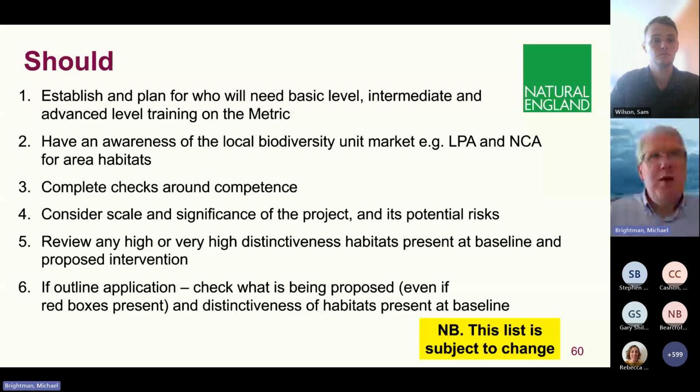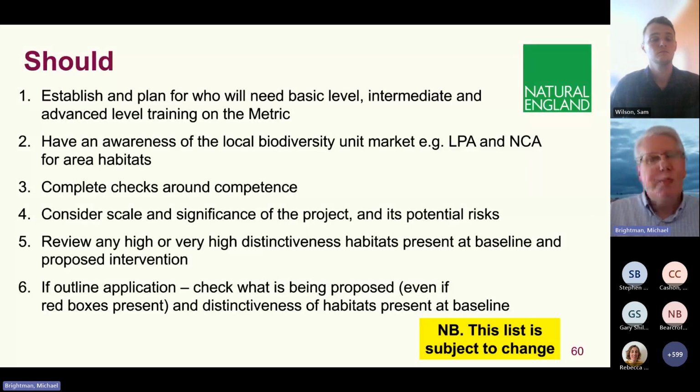LPAs should have an awareness of the local biodiversity unit market for all habitat types, as an example, LPA National Character Area for area habitats. The reason you should have an awareness of the local biodiversity unit market is twofold. First of all, the more that you know about units available in the local market, the easier it will be for you to refuse permission for credits to be purchased, and therefore off-site compensations to happen within your local LPA.